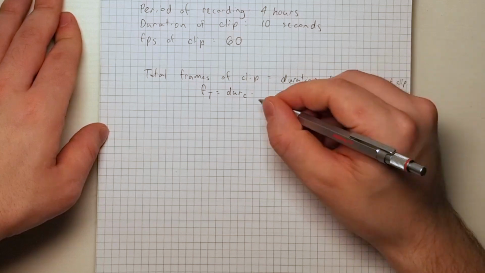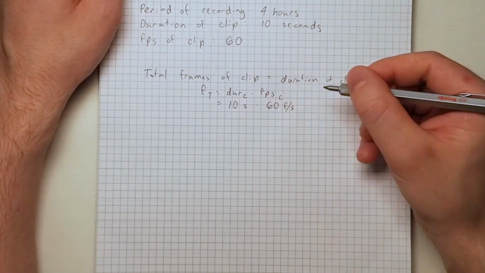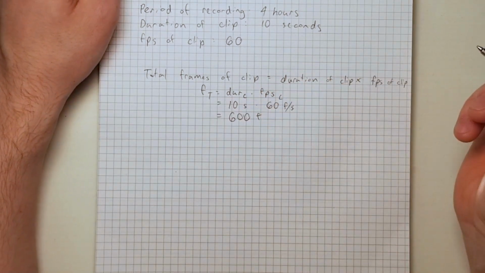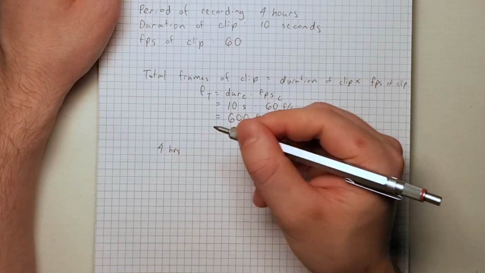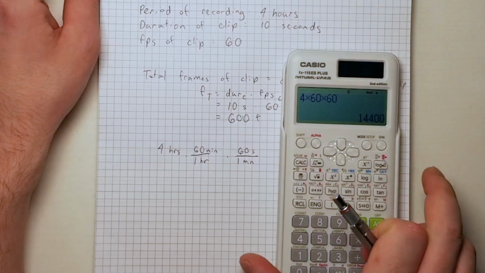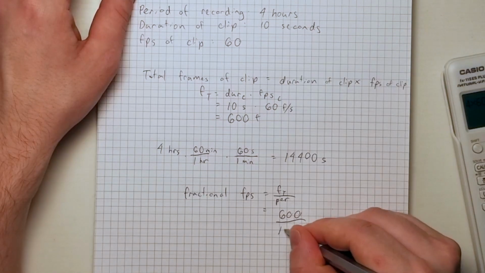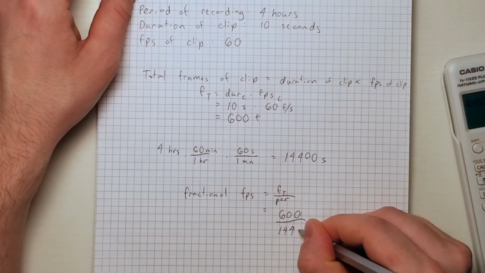Multiply the duration of the time-lapse, 10 seconds, by 60 FPS to get the total amount of frames for your time-lapse. The duration of the recording, 4 hours, is 14,400 seconds. Divide the total frames of the time-lapse by the duration of the recorded video and simplify the fraction.